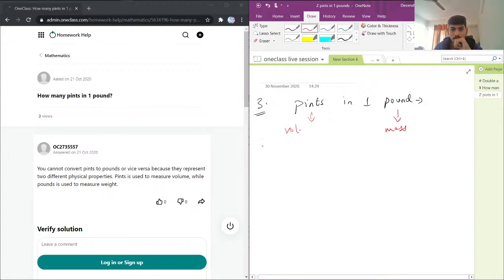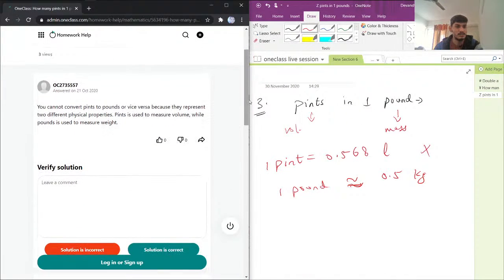In SI units, 1 pint is 0.568 liters and 1 pound is approximately equal to 0.5 kilograms. So they cannot be converted into one another. You cannot convert pints to pounds or vice versa, because they represent two different physical properties. Pints is used to measure volume, while pounds is used to measure weight.